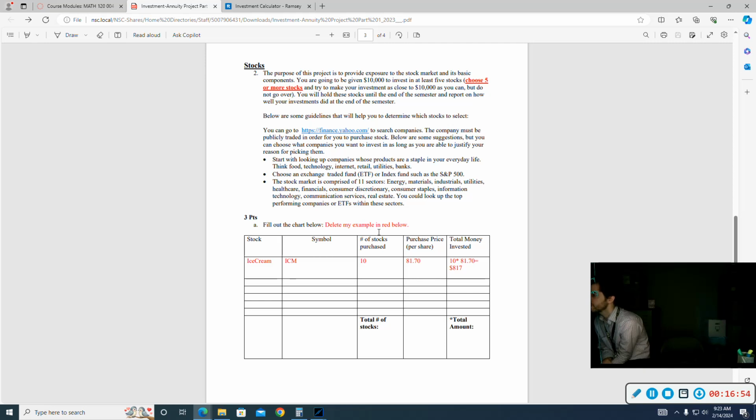Okay, let's see, it gives us some suggestions. Start with looking up companies whose products are a staple in your everyday life. Think of food, technology, internet, retail, utilities, banks. So you could invest in Google, Apple, or Amazon if you're interested in a tech company. Those aren't the only ones you should consider investing in, though. There are a lot of companies out there that do really well that may not be as well known, right? The stock market is comprised of 11 sectors: energy, materials, industrials, utilities, healthcare, financials, consumer discretionary. It has all sorts of things you can do.